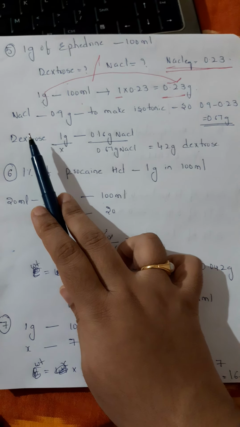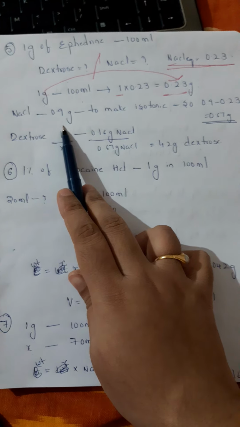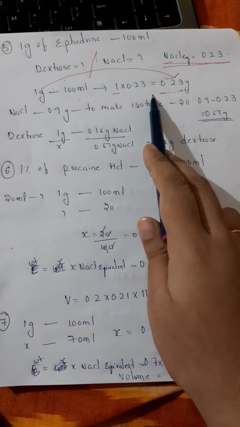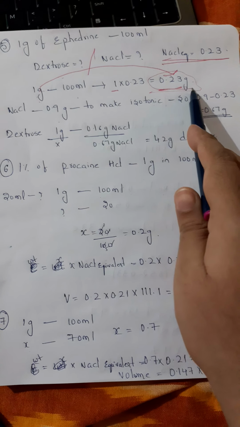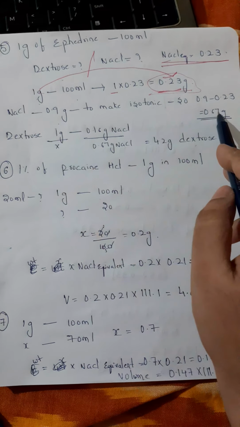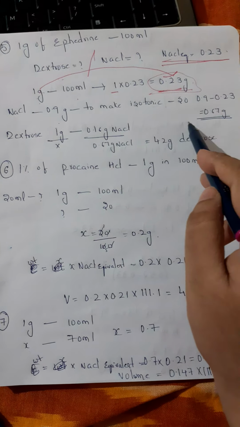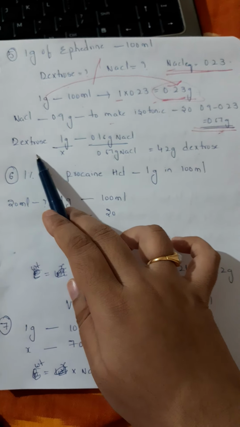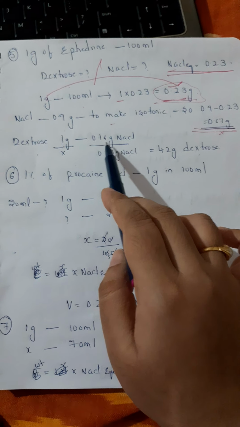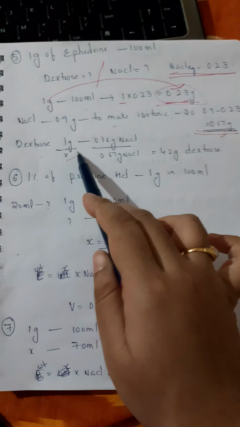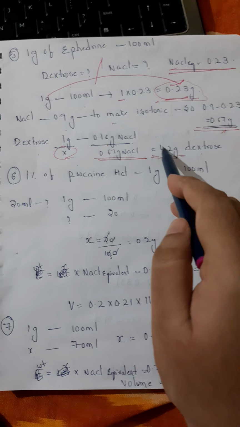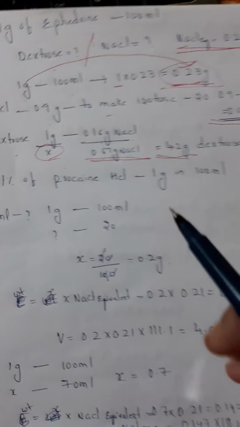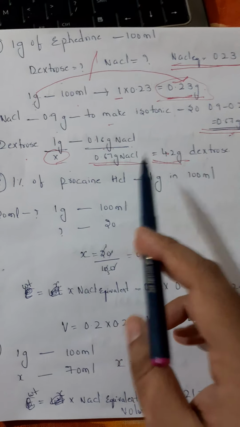Now how much sodium chloride is required to make it isotonic? 0.9 grams. Already the ephedrine is contributing 0.23 grams of sodium chloride. So 0.9 minus 0.23, that is equal to 0.67 grams of sodium chloride should be added to make it isotonic with the body fluids. Instead of sodium chloride, now I want to add dextrose. 1 gram of dextrose is equal to 0.16 grams of sodium chloride. How many grams of dextrose will be equal to 0.67 grams of sodium chloride? That is equal to 4.2 grams of dextrose.